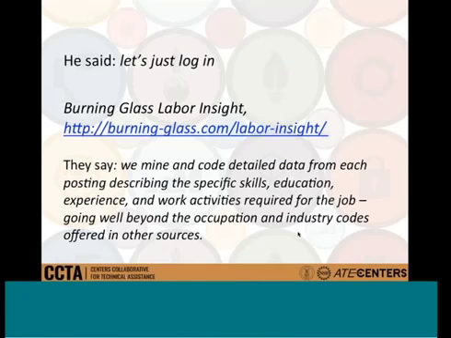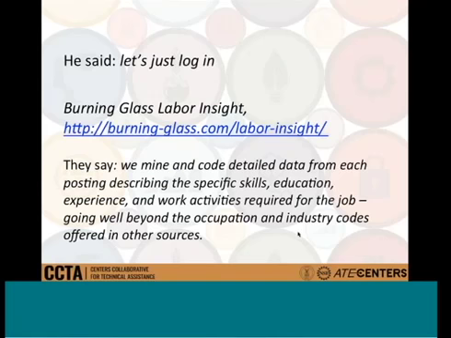He said, Mike, that's great, but why don't we just log in? So we pulled up his computer, went to Burning Glass Labor Insight. I guess there's a bunch of things at Burning Glass, but this is where you go. And this is what Burning Glass says. Look at the italics, folks, down at the bottom.